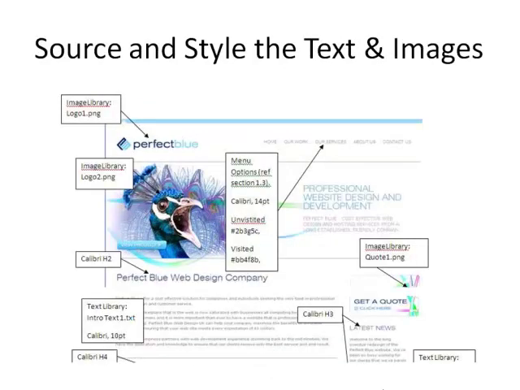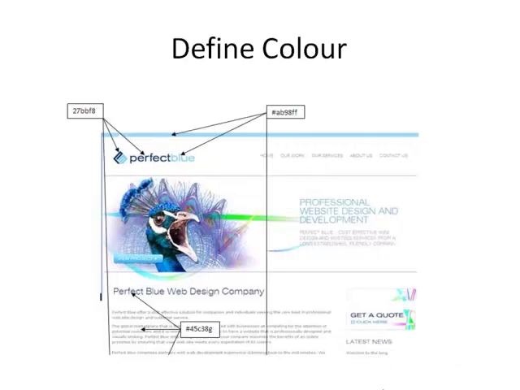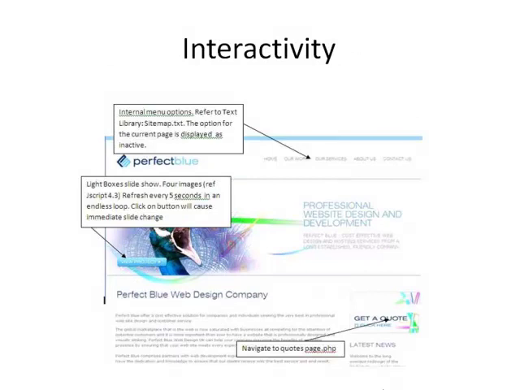Another category of information is, where's the information coming from that's inside the website? Perhaps it's coming from a text library, a library of images. All these things, the colours, the style associated with the text and the images, again need to be recorded. Moving on, definitions of colour. What sort of interactivity is present on the page? These might be JavaScripts, these might be navigation links.